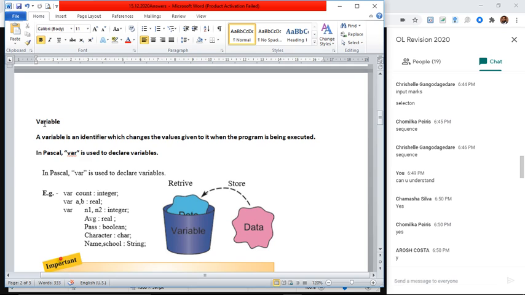So the variable also has an identifier. Why do you need the identifier? To identify the given variable.